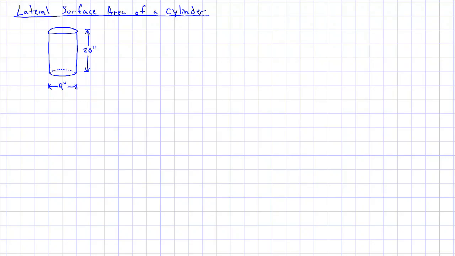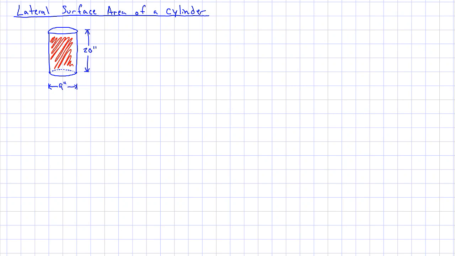Welcome. So here we're going to discuss the lateral surface area of a cylinder. The lateral surface area for any shape is really the sides of the shape. We do not consider the top or the bottom for the lateral surface area. So it's just the sides. I'm just looking at this area here, the sides without the top or the bottom.